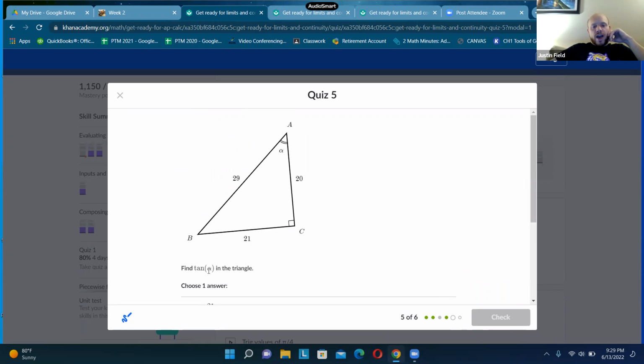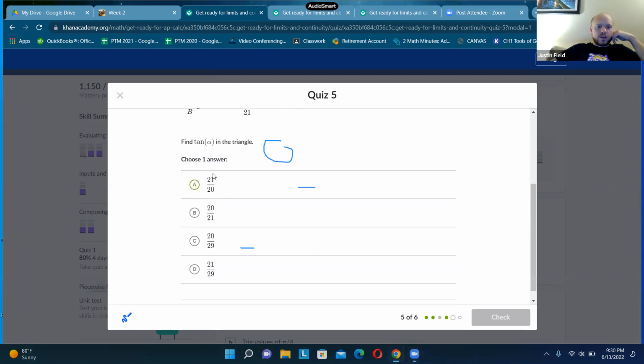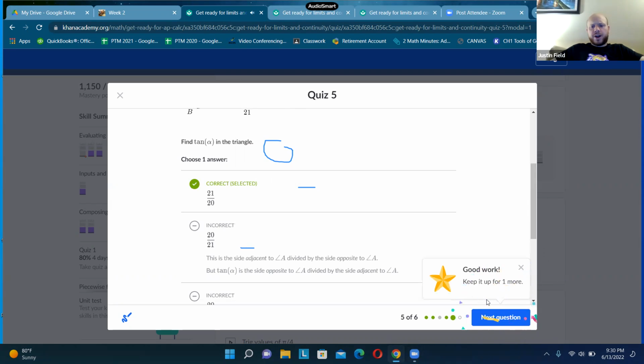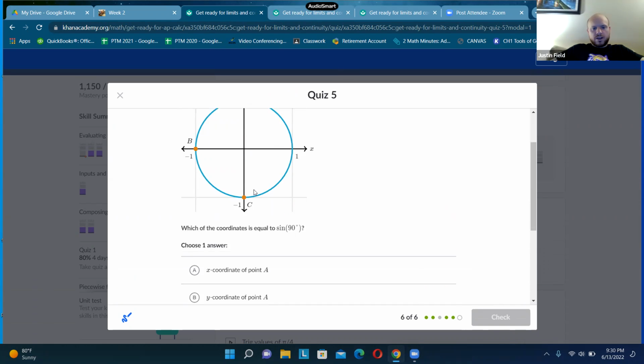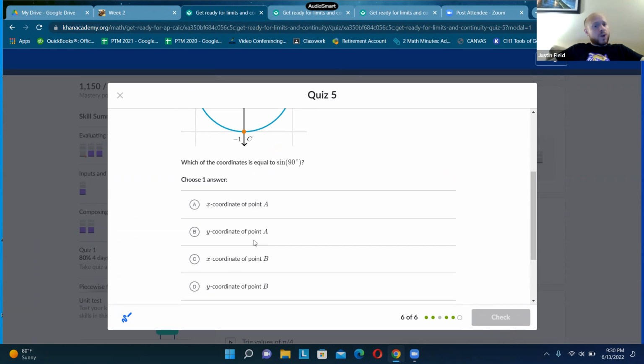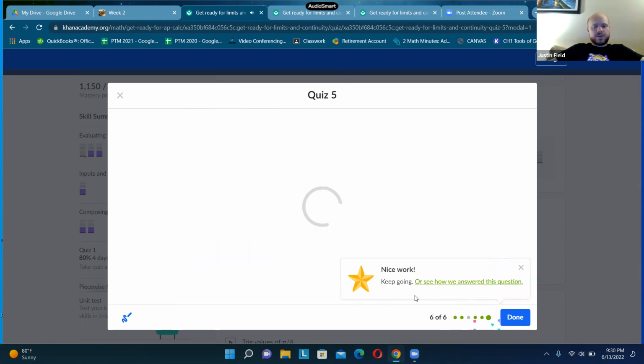Okay, tangent of alpha in the triangle. So there's alpha. What's the tangent of alpha? That's opposite over adjacent. So 21 over 20. Why are you wasting my time? Khan Academy is so easy. Oh, circle again. All right, so the sine of pi over 2 is still right there. Still the y coordinate of A.